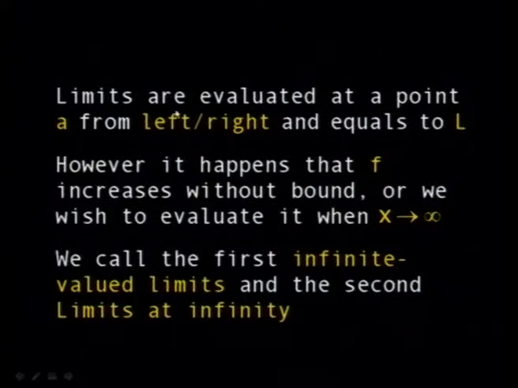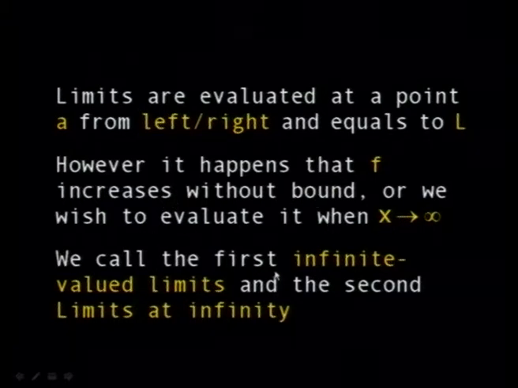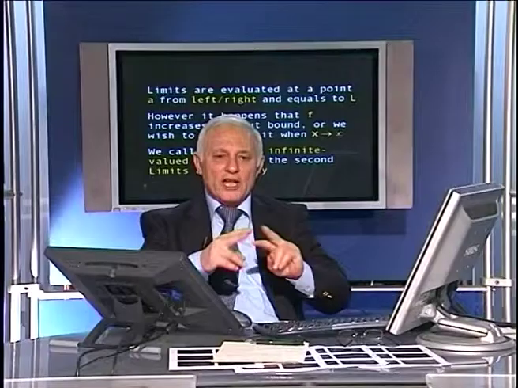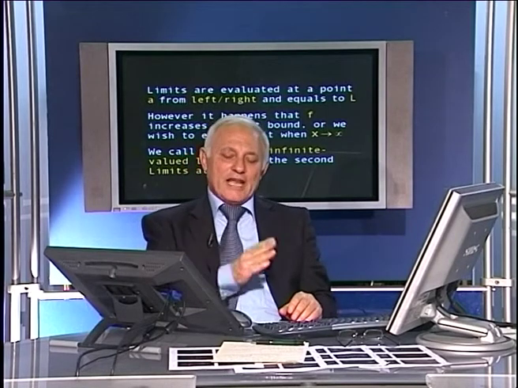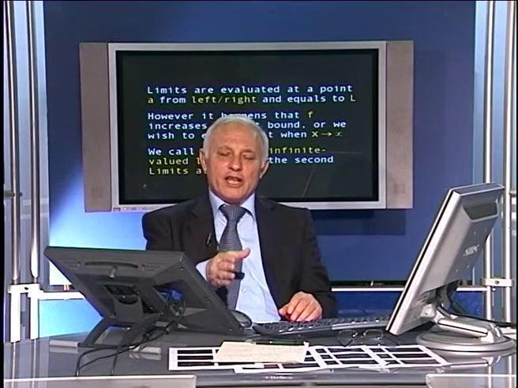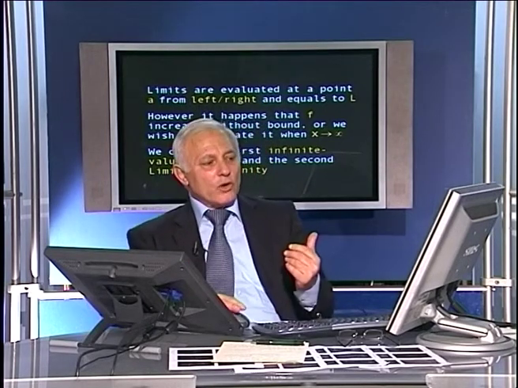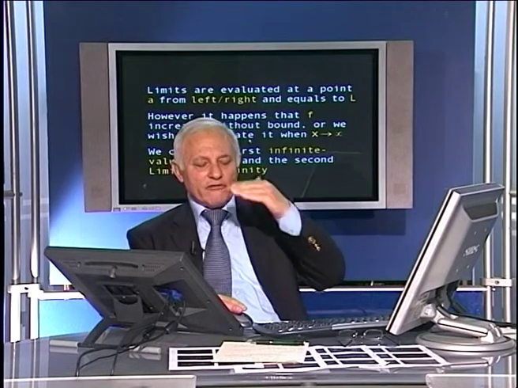Here, for example, we say that the limits are evaluated at a point from the left and right and, as I said, must be equal to a definite value L. But sometimes it happens that f increases without bound, or we wish to evaluate it when x tends to infinity. So we call the limit either an infinite value limit or a limit at infinity. In other words, we have two kinds of limits. Either the limit when x tends to a point, we find that the function increases or decreases without bound, or the other one, when x itself tends to infinity, the function tends to a definite value L.